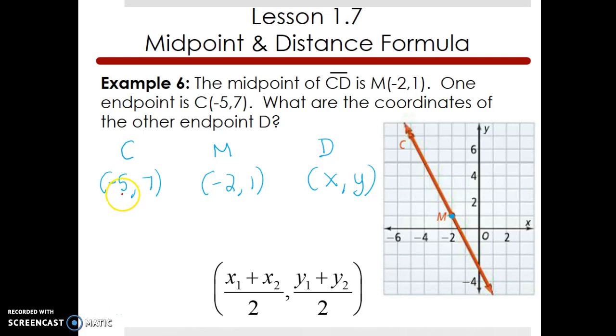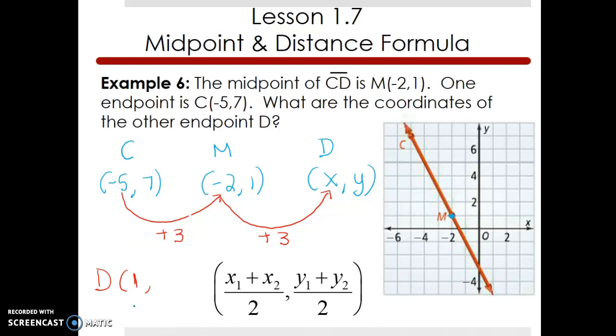So over here, I'm going from negative 5 to negative 2. How do I get from negative 5 to negative 2? I go from negative 5 to negative 2 by adding 3. So that means to find x, I have to do the same thing. I have to add 3. So if I add 3 to negative 2, so point D, negative 2 plus 3 gives me positive 1.